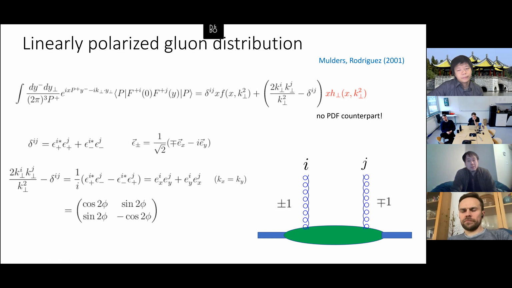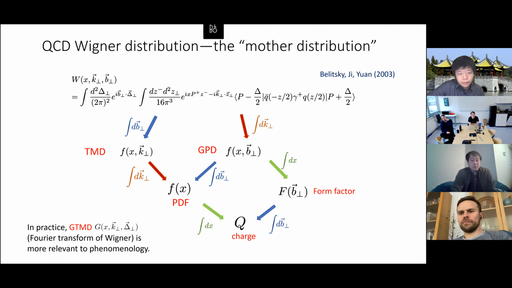This tensor structure, 2 k_i k_j minus delta_ij, you can write as an interference between the positive gluon helicity and negative gluon helicity. So the diagram is like this: you have a positive helicity gluon in the amplitude, and a negative helicity gluon in the complex conjugate amplitude. This is an entirely new structure, which appears only if you consider the TMD. Once we integrate over k_perp, this term simply vanishes by symmetry. So we are dealing with a new kind of TMD, which has no analog in the PDF.